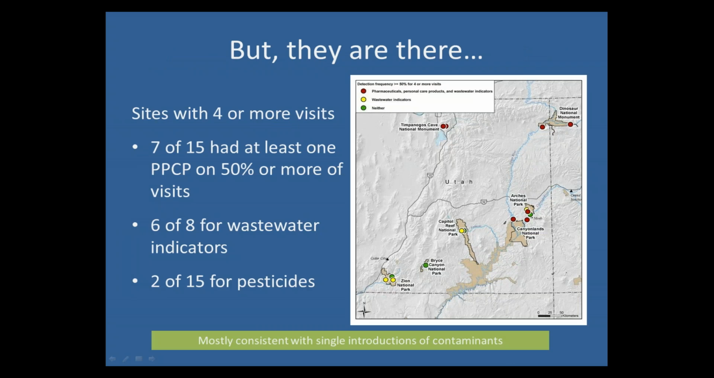But the contaminants are out there. So for sites that had 4 or more visits during this time period, over half of them had a pharmaceutical, prescription, personal care product, or wastewater indicator present on more than half of visits. And what that means is that we wouldn't necessarily see the same thing each time, but we would go out and find one thing one time, and then we'd go and another thing would pop up another time. So this is really consistent with unique single introductions of contaminants in the system, which potentially could go back to unique individual park visitors visiting the system.